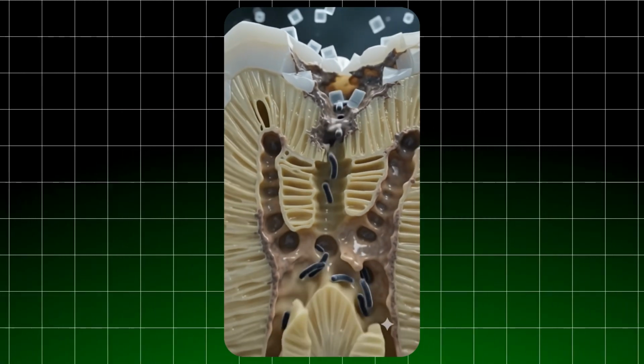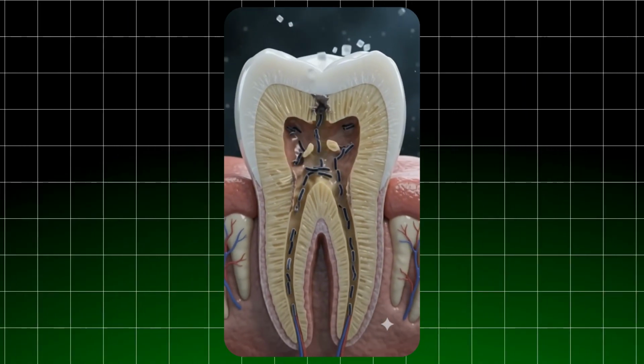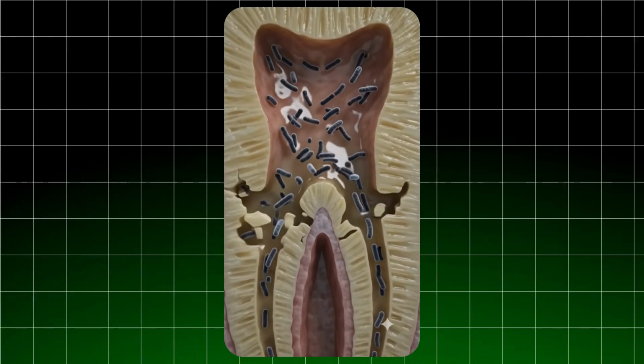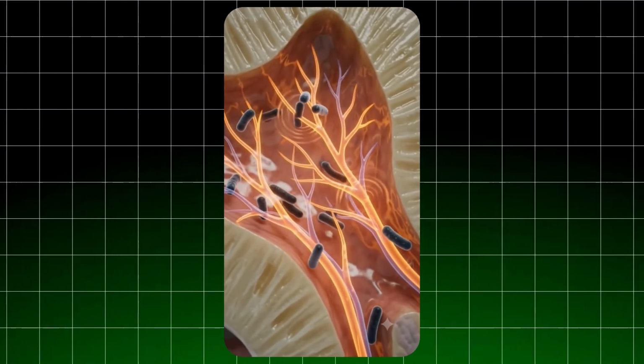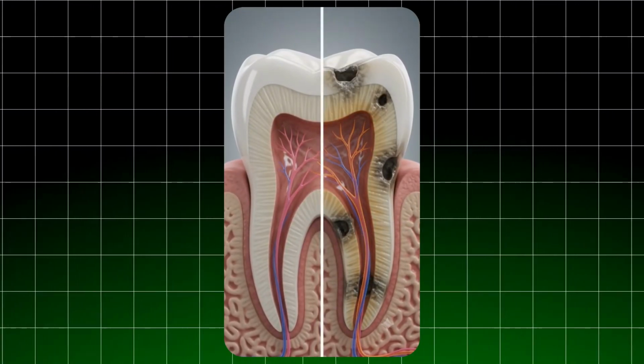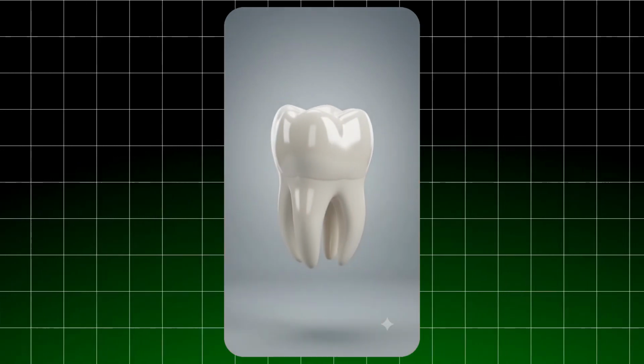Once the enamel is weakened, the decay spreads much faster through the softer dentin beneath it. If the decay reaches the pulp, it irritates the tooth's nerves, turning a tiny cavity into intense pain. That's why early treatment is so important.